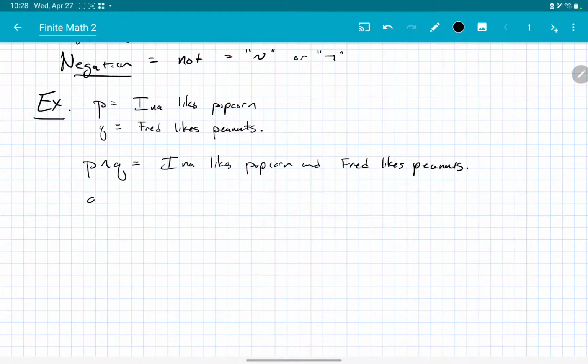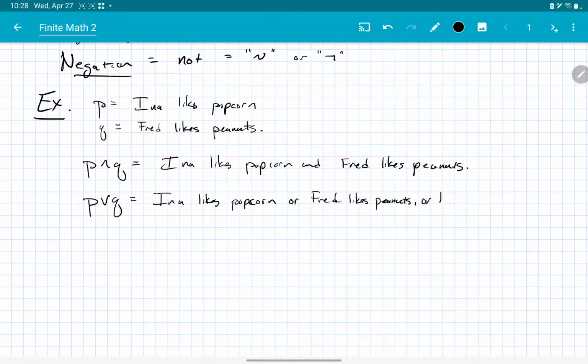Okay, now we're going to do P or Q. This is now the phrase Ina likes popcorn or Fred likes peanuts or both. I'm adding that "or both" to make sure we remember that this is an inclusive or. It's allowed that both of them like the thing that they are claimed to like, even though the word or is in there.